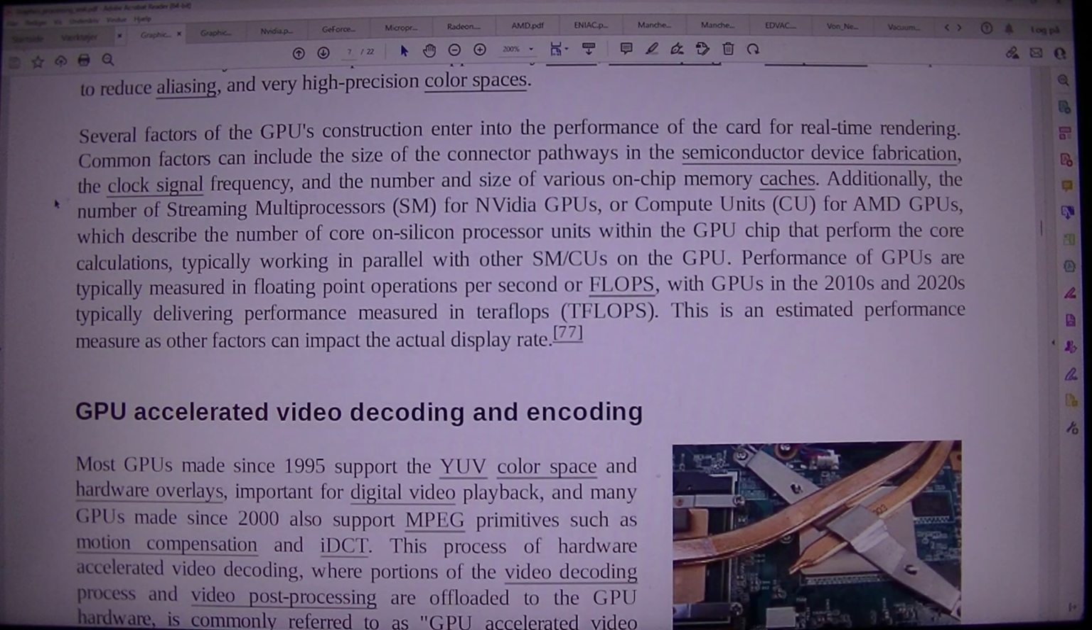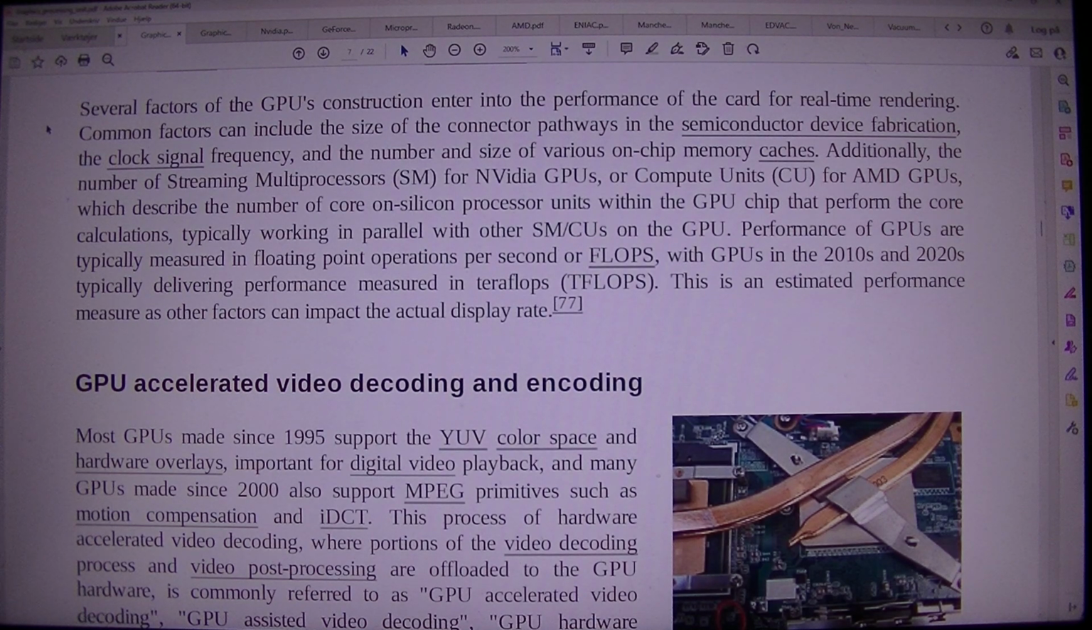Several factors of the GPU's construction enter into the performance of the card for real-time rendering. Common factors can include the size of the connector pathways in the semiconductor device fabrication, the clock signal frequency, and the number and size of various on-chip memory caches. Additionally, the number of streaming multiprocessors, SM, for NVIDIA GPUs, or compute units, CU, for AMD GPUs, which describe the number of core on-silicon processor units within the GPU chip that perform the core calculations, typically working in parallel with other SM/cores on the GPU.